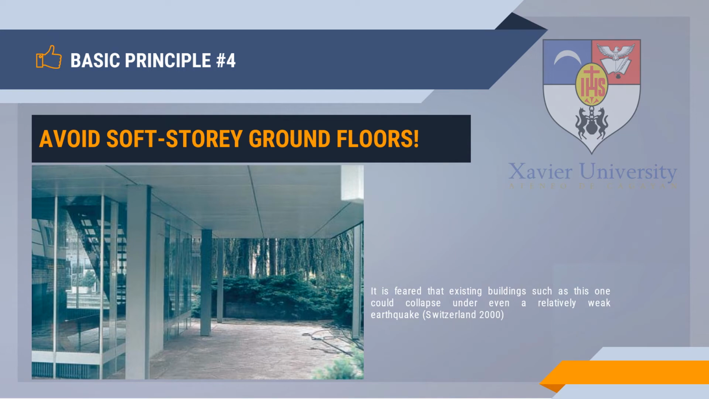So you also have here an example of a design of a soft story ground floor. So it is feared that existing buildings such as this one could collapse even in a relatively weak earthquake because the walls are not structural, only columns are made available.